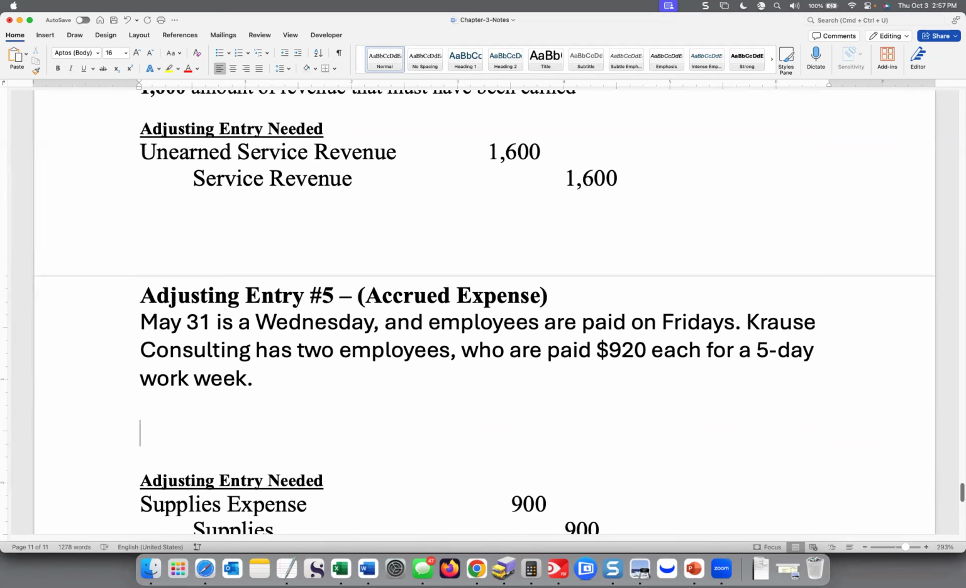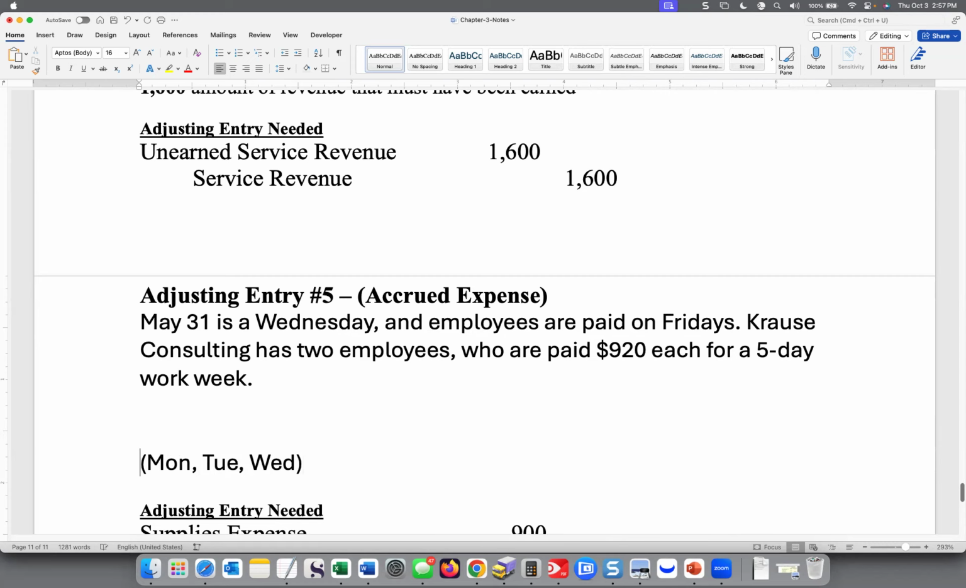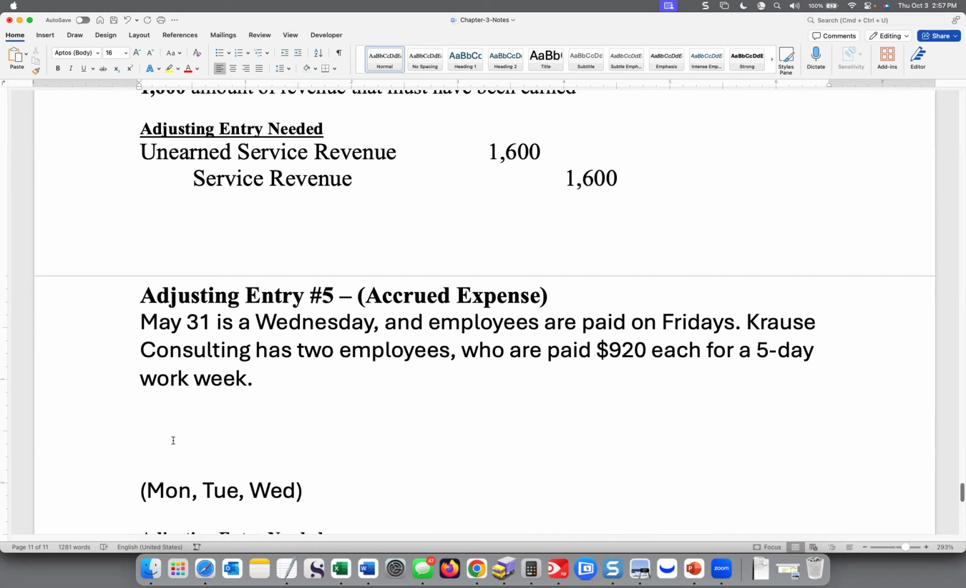So we know that the accounting cycle ends on a Wednesday. So for the current work week, we have Monday, Tuesday, and Wednesday before the cycle ends, right? And now the employees would love to get a check on Wednesday for part of their pay period. That's not how that works. We've had 3 days of the pay period accumulate out of a total of 5 days.